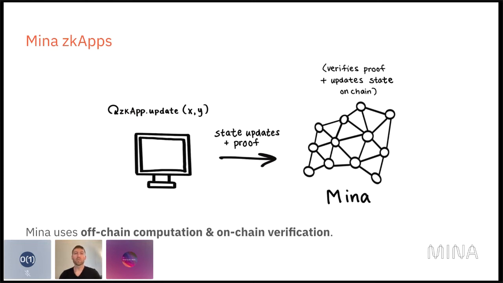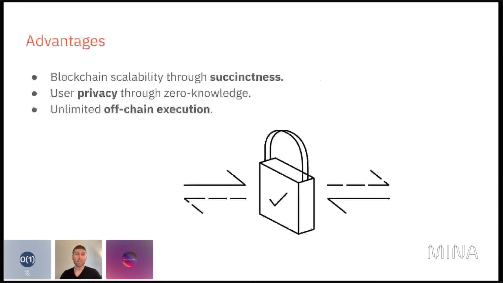So this gives us a few advantages. We achieve that succinctness of that 22 kilobyte consensus proof to verify the consensus state of the blockchain.